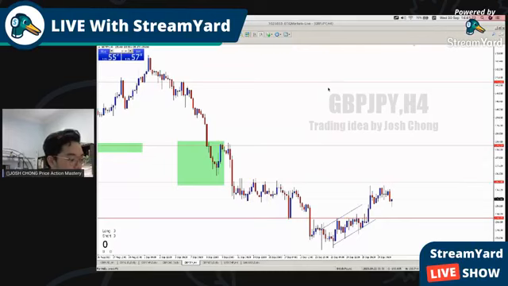If you think this is an uptrend, just type UP. If you think it's down, just type D. If you think it's a downtrend, just type D.